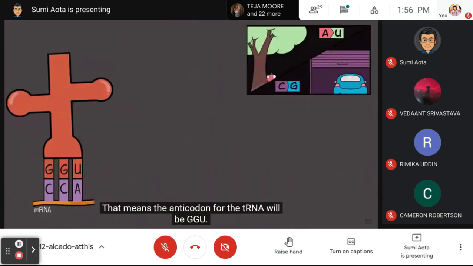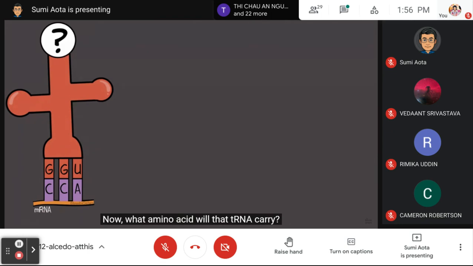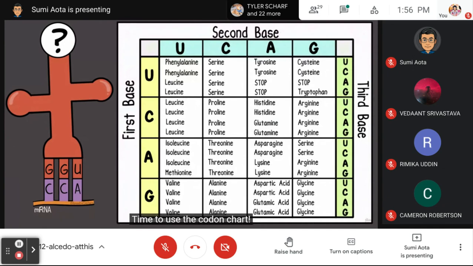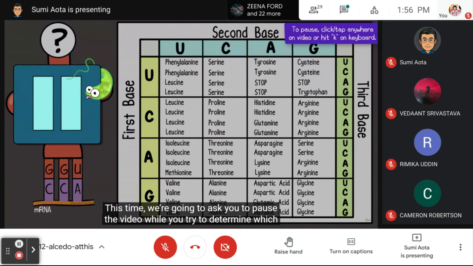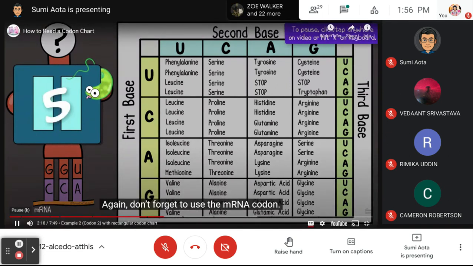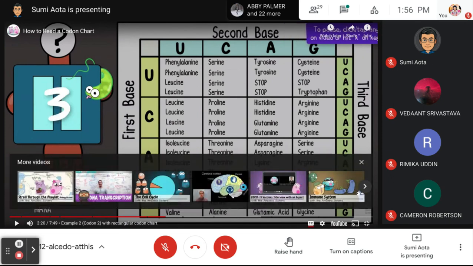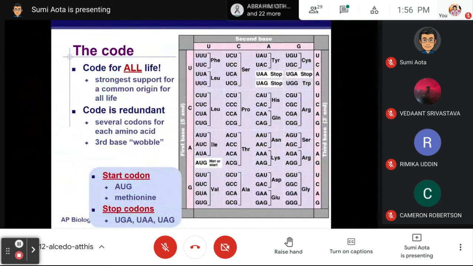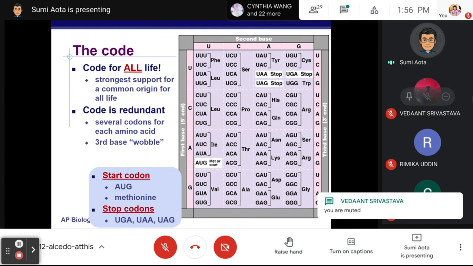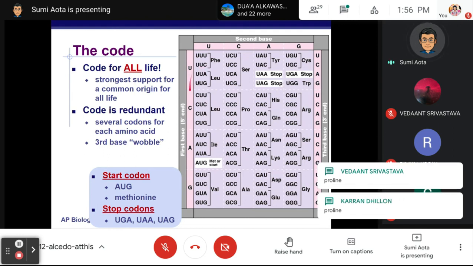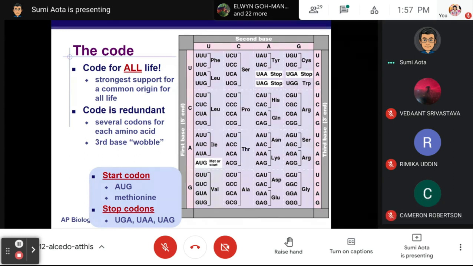Next codon is CCA. That means the anticodon for the tRNA will be GGU. Now, what amino acid will that tRNA carry? Time to use the codon chart. This time, we're going to ask you to pause the video while you try to determine which amino acid this tRNA would be carrying. Again, don't forget to use the mRNA codon. Oh, what's the amino acid then? It's CCA is the codon, so what's the amino acid based on the table? Yeah, C, this row, C, this column, and then the A right here, proline.